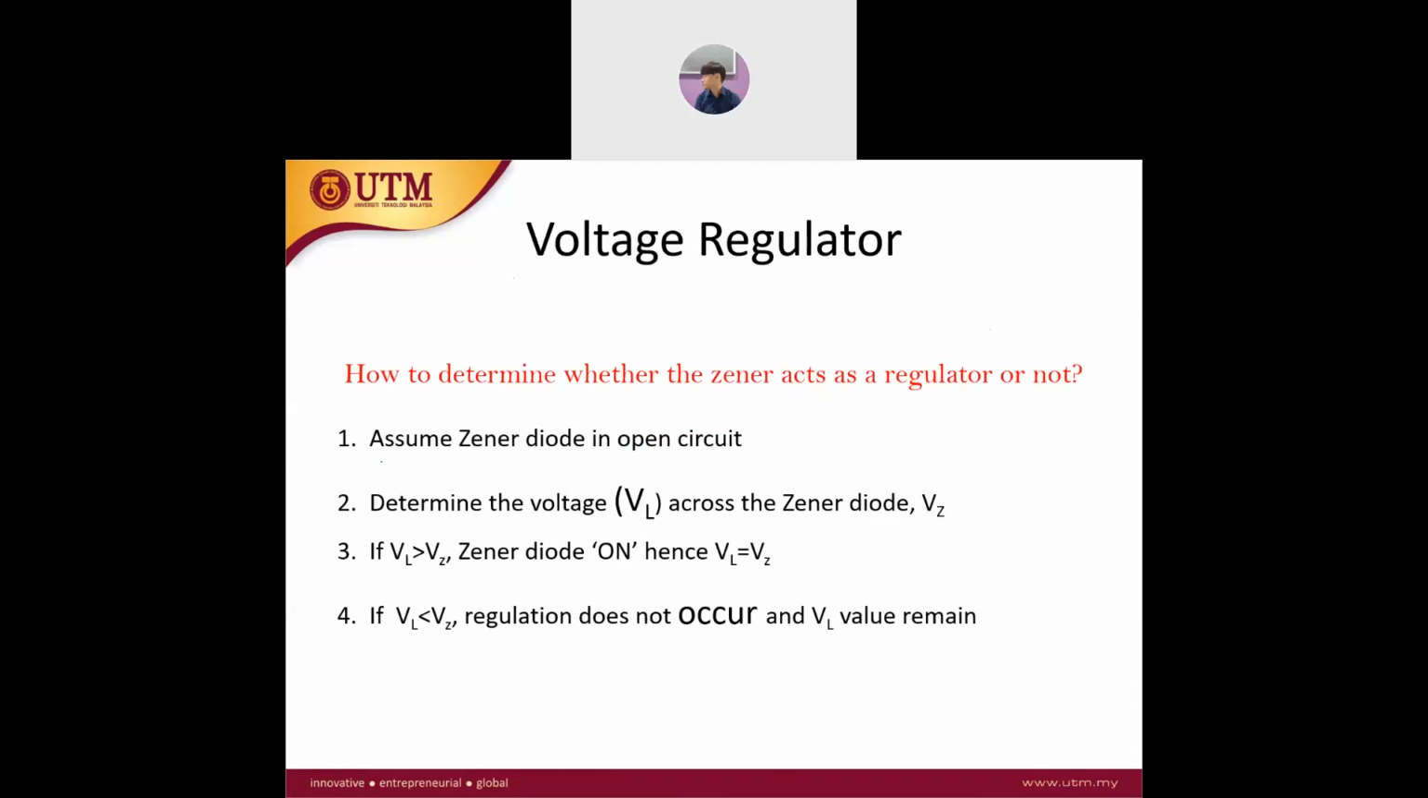So first we assume the Zener diode is in open circuit, which is in the reverse bias and especially in the breakdown region. Next, we determine the load voltage across the Zener diode, Vz. If our load voltage is greater than Vz, then the Zener diode is on, hence VL equals Vz.